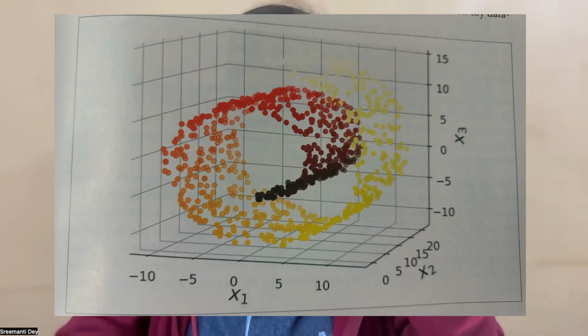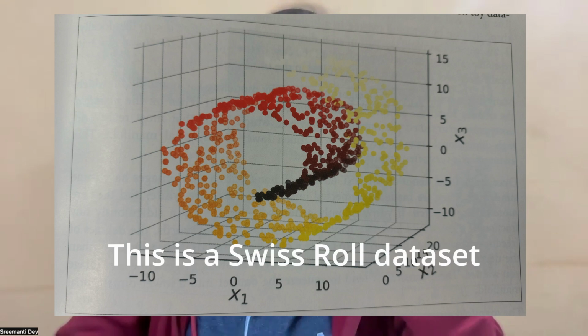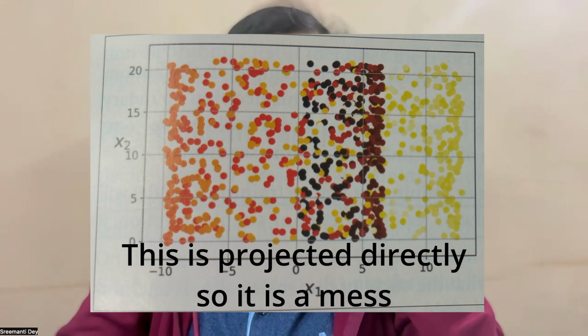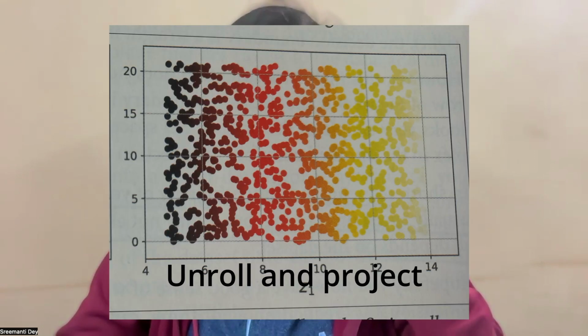One more very cool example is the Swiss roll. As you can see right here, this is an example of a Swiss roll dataset. If we project it directly, you will see that the dataset is not capturing the entire variance. But if you unroll it like this, and then project it down like this, you actually have a very good dataset, and it's all in a plane. You have converted from 3D to 2D successfully. So this is very important as well.